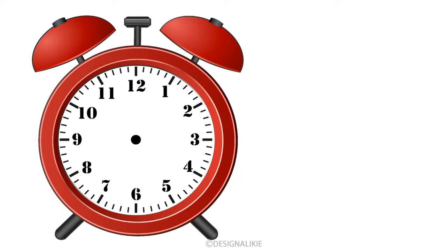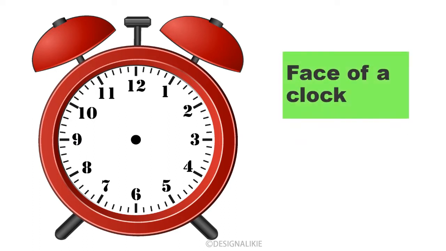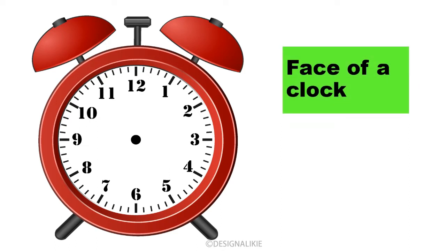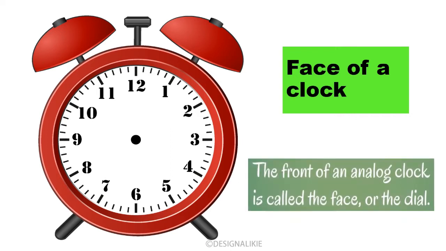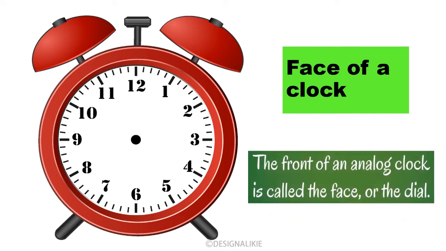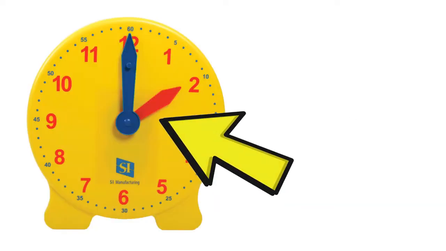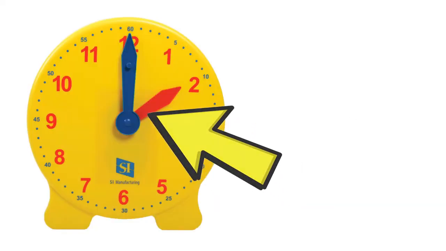Okay, so remember what is this clock? This is an analog clock, right? Now let's see if you can still remember what is this part of a clock. Anyone can tell me? You're right. This is a face of a clock. Remember that the front of an analog clock is called the face or the dial. Face of a clock. Anyone can tell me what is this part of the clock?